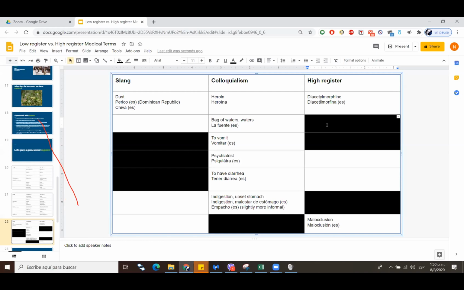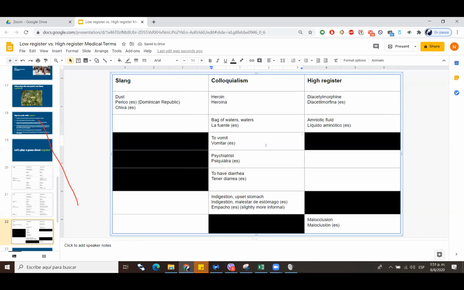Bag of waters, la fuente. That's for women. What is actually the bag of waters? Does it have to do with the pregnant woman? Are we talking about pregnancy? Yes, exactly, in pregnancy. The amniotic fluid? Yes, that's nice.